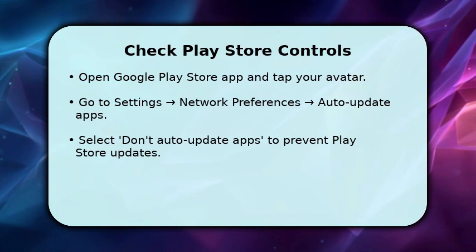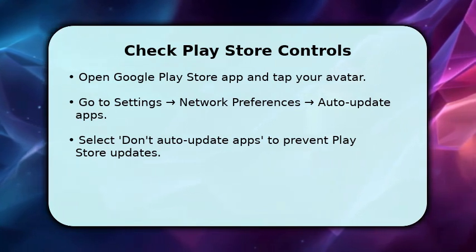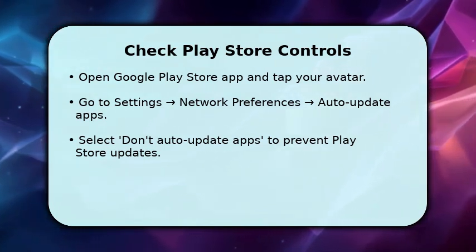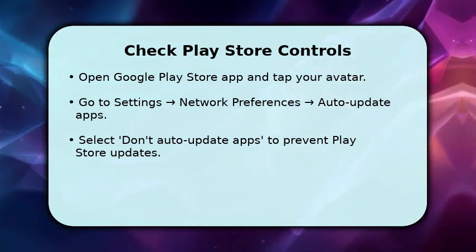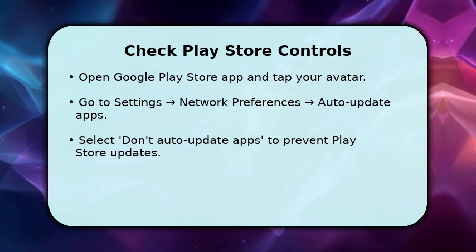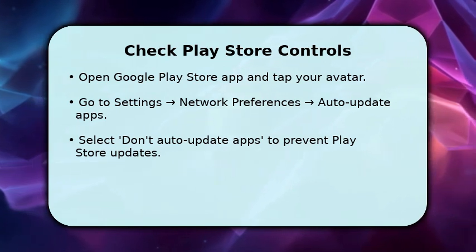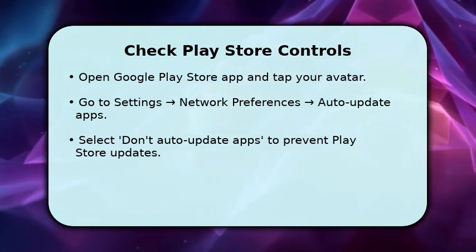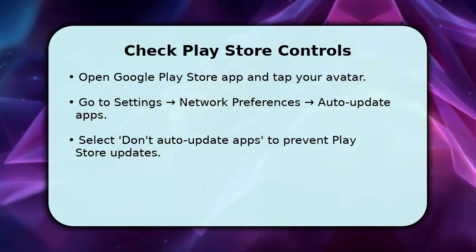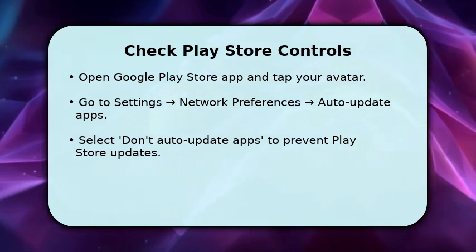Next, check the Google Play Store because many Samsung phones use both stores. Open Play Store, tap your avatar, then Settings and Network Preferences. You need to set Auto Update Apps to Don't Auto Update Apps so Play Store won't override Galaxy Store choices. You're doing this to cover both update sources and keep behavior consistent.